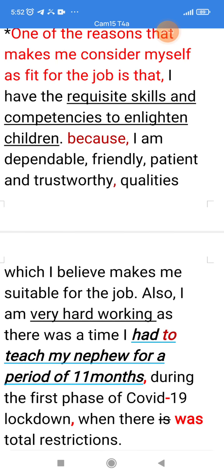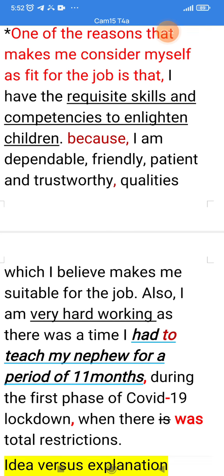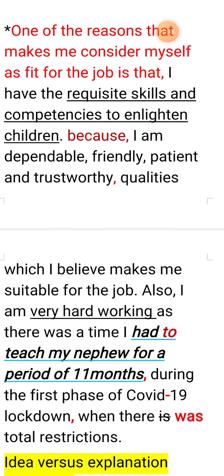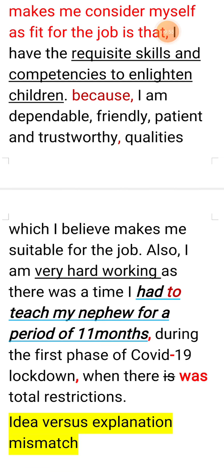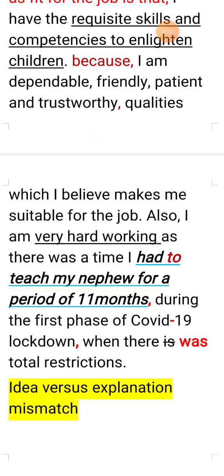Because I am dependable, friendly, patient, and trustworthy. So I have punctuated that trustworthy with a comma to show that there's a pause there. Qualities which I believe make me suitable for the job. Also, I am very hardworking, as there was a time I had to teach my nephew for a period of 11 months. And look, I put a comma: during the first phase of the COVID-19 lockdown, comma, when there were total restrictions.